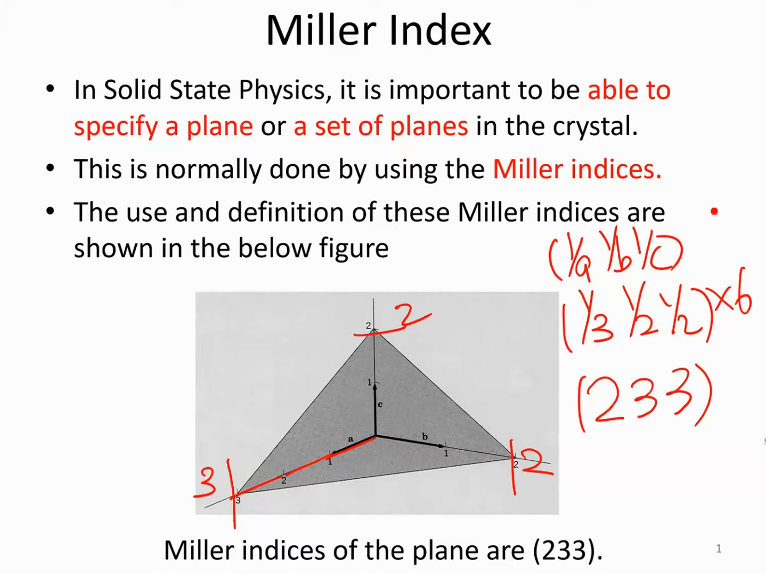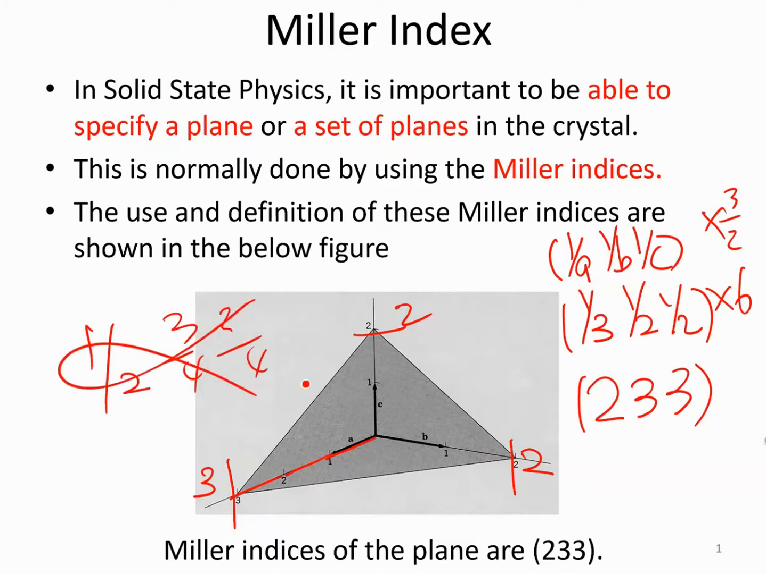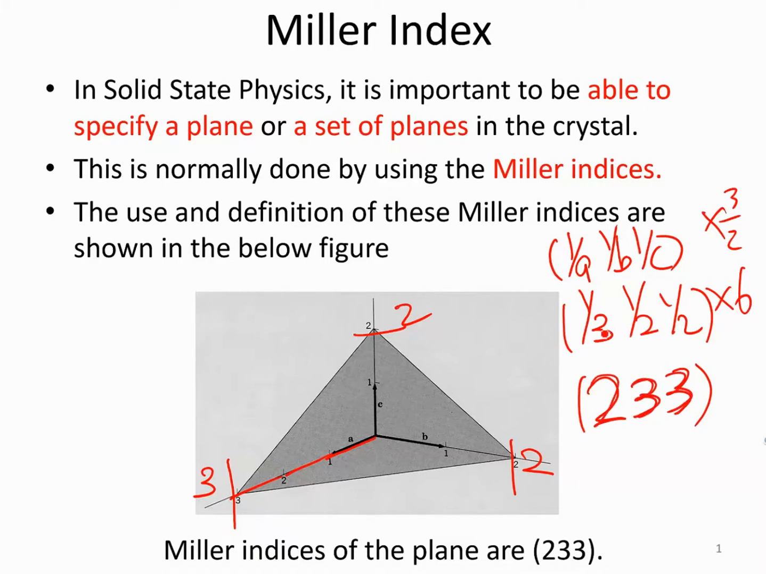Let's say just now you had times 3 over 2. What do I get? I get 1 over 2, 3 over 4, and 3 over 4. This is not correct. You want to get an integer, so you have to times 6. Then you get 2, 3, 3. 1 over 3 times 6, you get 2. 1 over 2 times 6, you get 3. 1 over 2 times 6, you get 3. So I will get this Miller index for this plane.